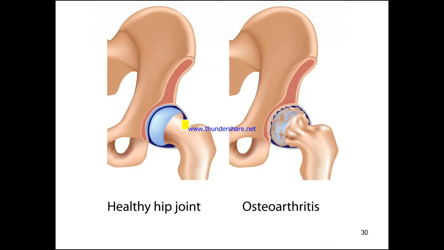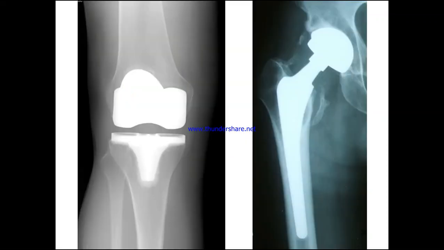So this is an example of a healthy hip joint. The head of the femur within the acetabulum. The head of the femur fits much like a ball and glove. The osteoarthritis causes changing in the movement, very similar to as we've just discussed. And these are some examples of surgical procedures: total knee replacement and a total hip replacement.